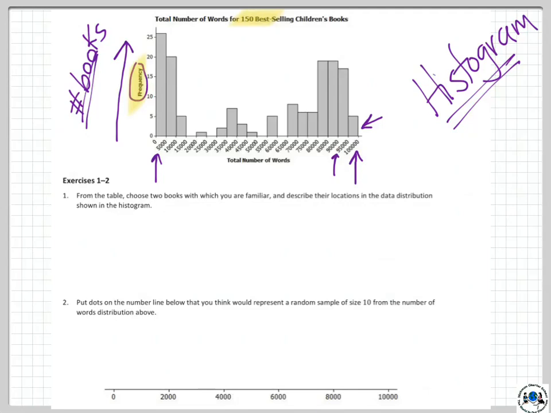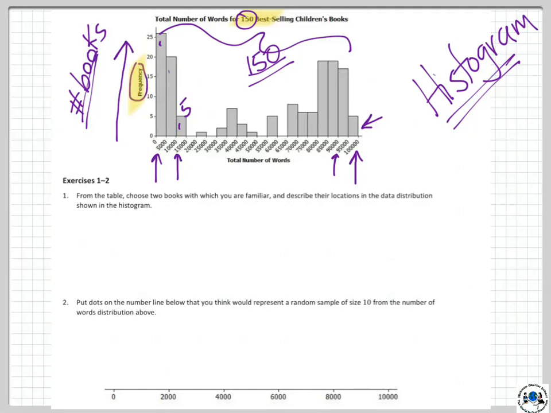So you can see pretty clearly right here, this 15,000 words bar is 5, so there are 5 books here, okay? 5 books that were between, let's say, 10,001 words and 15,000 words, okay? So if you added up the total of all these bars, this one's probably about 26, this one's 25. If you added all of these up, they would equal 150 total books, okay, because that's what they used.